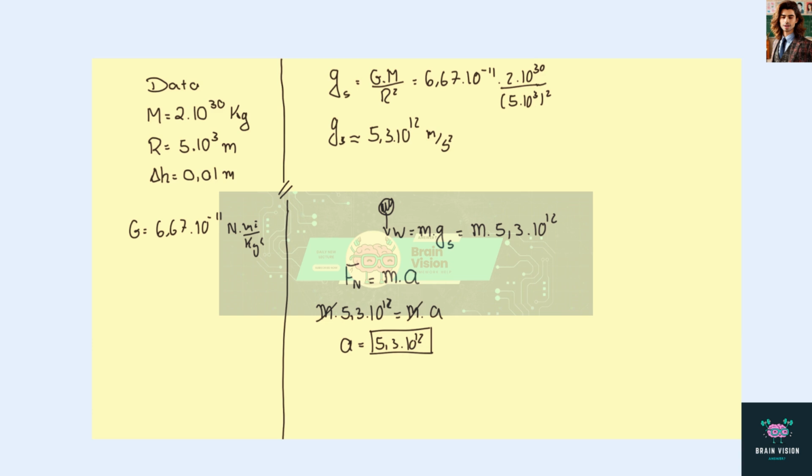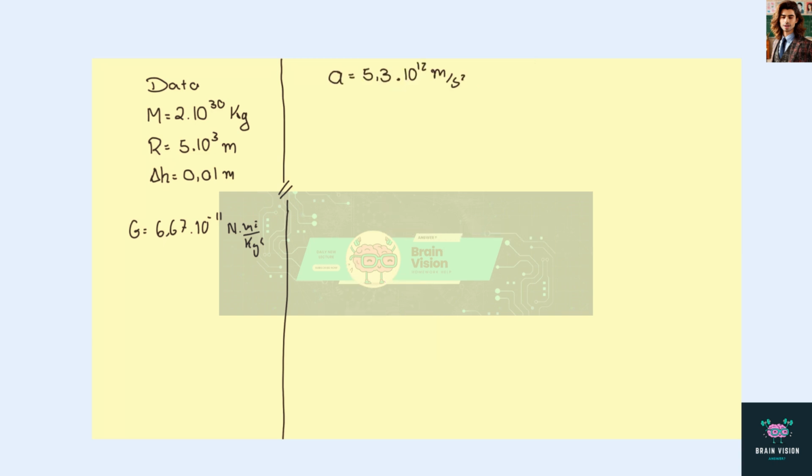Now, we proceed to calculate what is the velocity of this object after falling 0.01 meters towards the surface of the planet. First, let me organize the board. Okay, now to calculate the final velocity, we will use Torricelli's equation, which says the following. The final velocity squared is equal to the initial velocity squared plus 2 times the acceleration times the displacement.